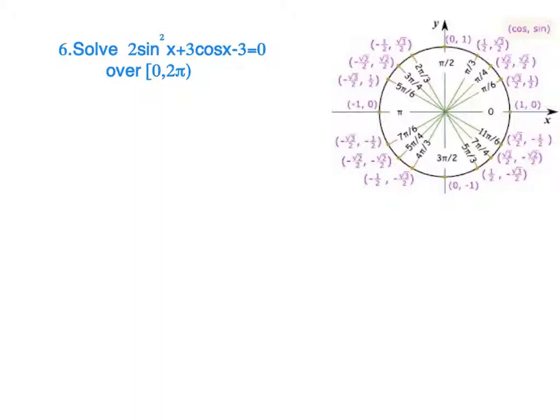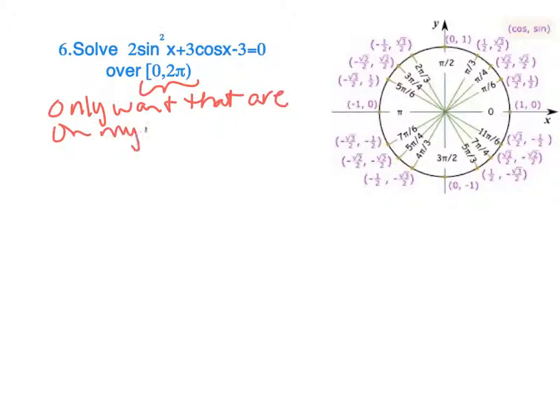This time, I want to solve 2 sine squared x plus 3 cosine x minus 3 equals 0 over 0 to 2 pi, which means if you see the 0 to 2 pi, I'm restricting my answers to only the unit circle. So I only want answers that are on my unit circle. My answers have to be smaller than 2 pi. So if I have to choose between 0 and 2 pi, I choose 0. They have to be less than 2 pi.